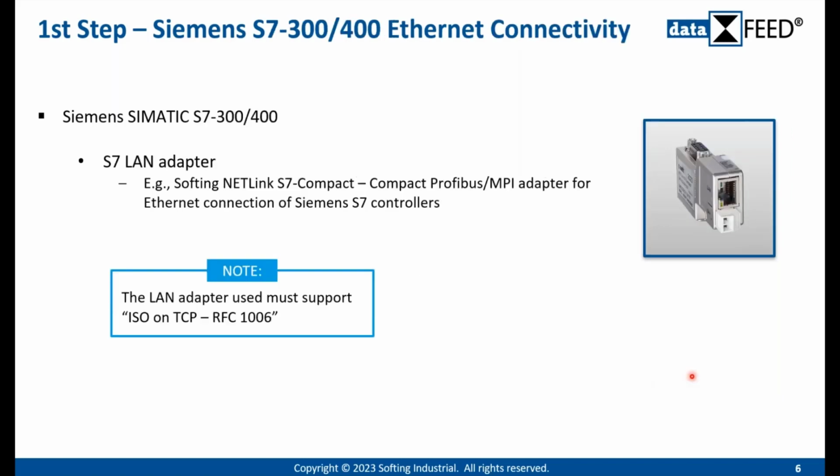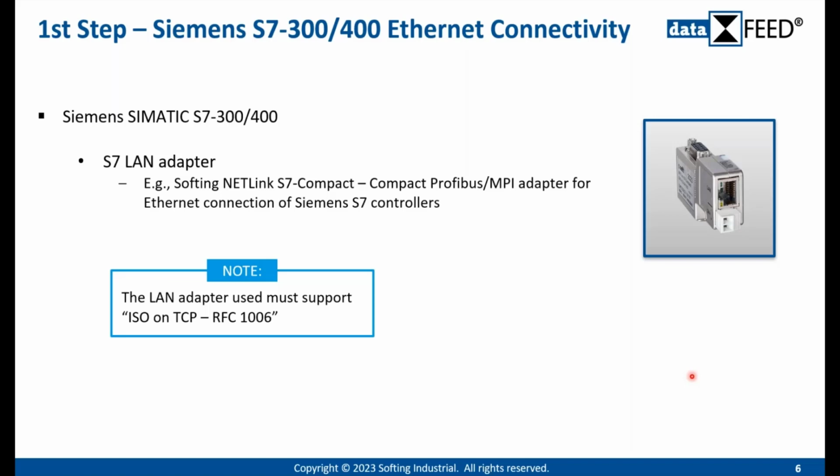In addition, also on old S7-300 and 400 devices, there's no Ethernet integrated. For this, there exists some other, I will say, S7 LAN adapter, which you plug on the Profibus MPI adapter. And on the other side, we have also here an Ethernet interface. And also, take care that this LAN adapter must support ISO on TCP RFC 1006. It's the most used protocol for Siemens devices. Now, with this hardware, we have made our PLC, our controller, more or less ready for connecting.